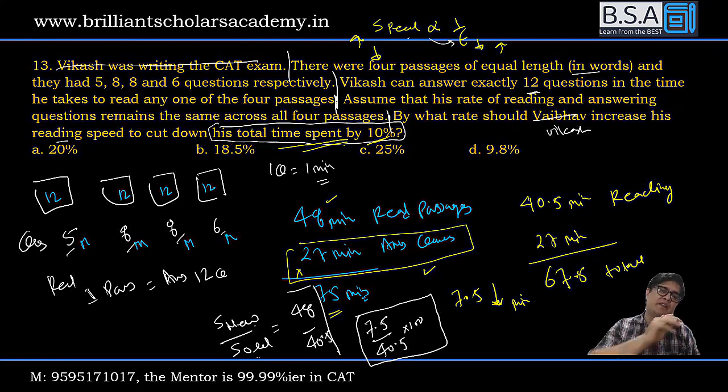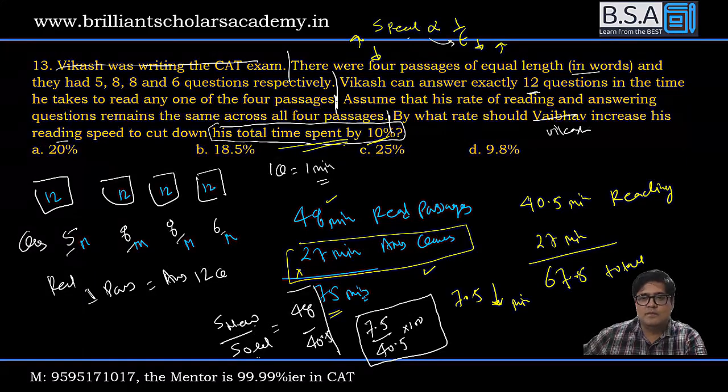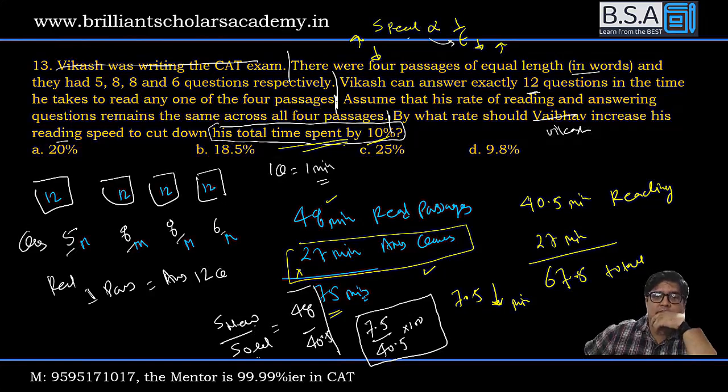I will explain everything again, don't worry. Give me the answer for this. 7.5 divided by 40.5 into 100. I will repeat a lot of this part. A lot of the solution I'll repeat.